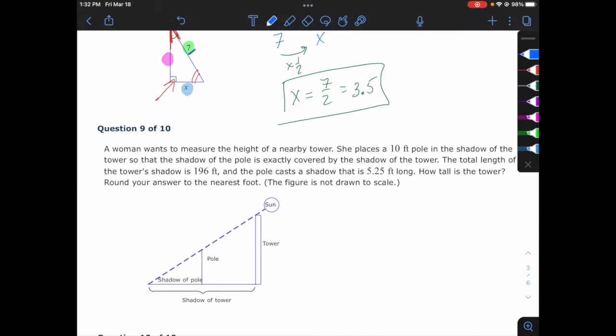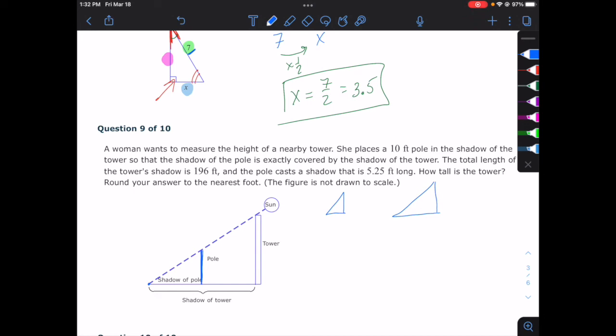All right, so here's the pole right here. It's standing up here, and its shadow ends exactly where the whole tower's shadow ends. So we have two triangles. They're on top of each other. So I'm going to draw them out unoverlapped. So there's our little triangle with the pole, and here's our big triangle with the tower.